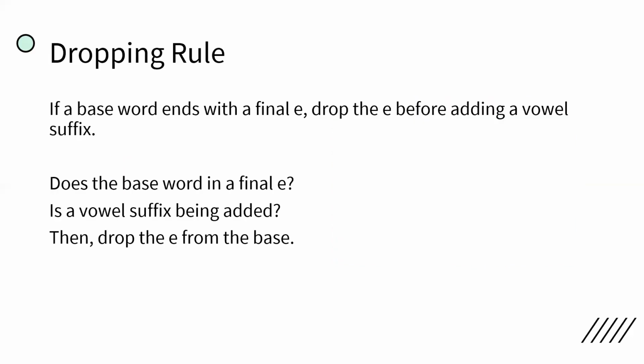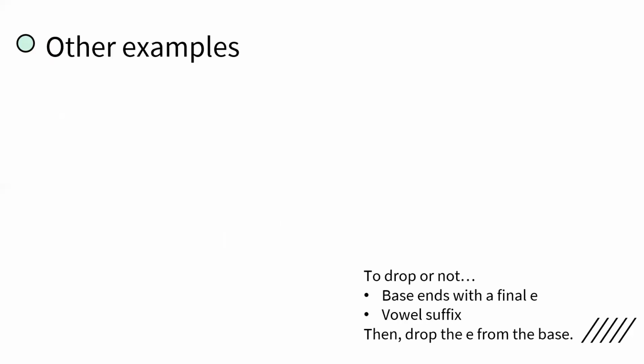So here's the rule to help us to remember. If a base word ends with the final E, we're going to drop that E before adding a vowel suffix. Easy, right? Let's look at a couple of other examples to make sure this is clear.